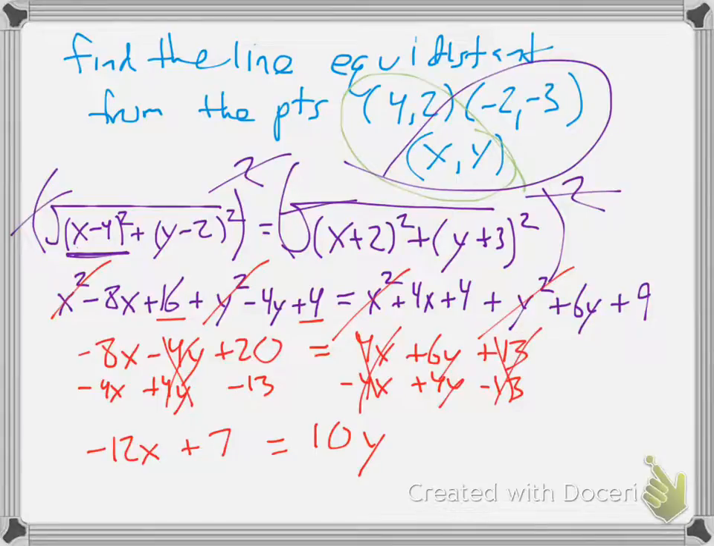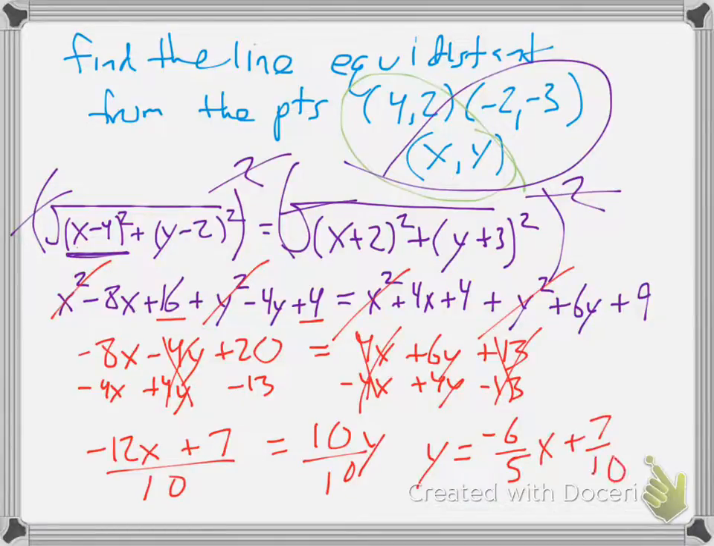And then divide everything by? What about the 2y? Oh, no. Because it's a positive 4 and a positive 6. Divide everything by 10. So y is going to equal negative 6/5 because we can reduce that. Yes. 7/10.